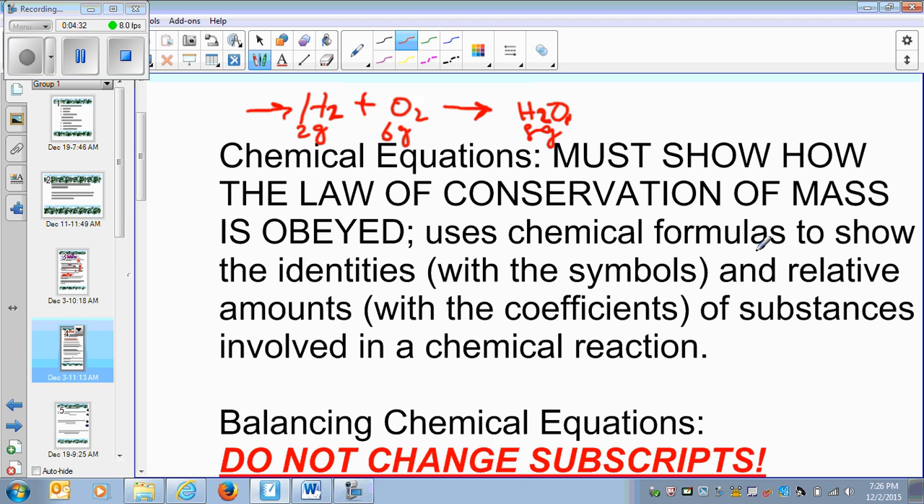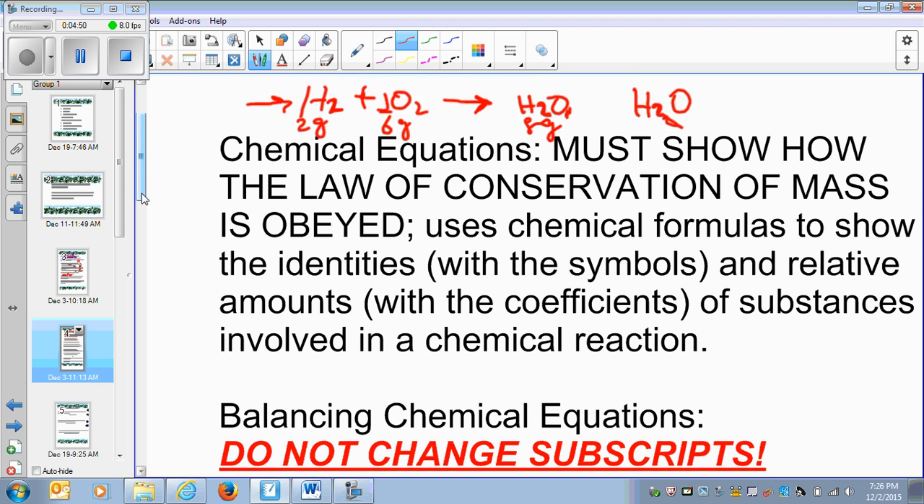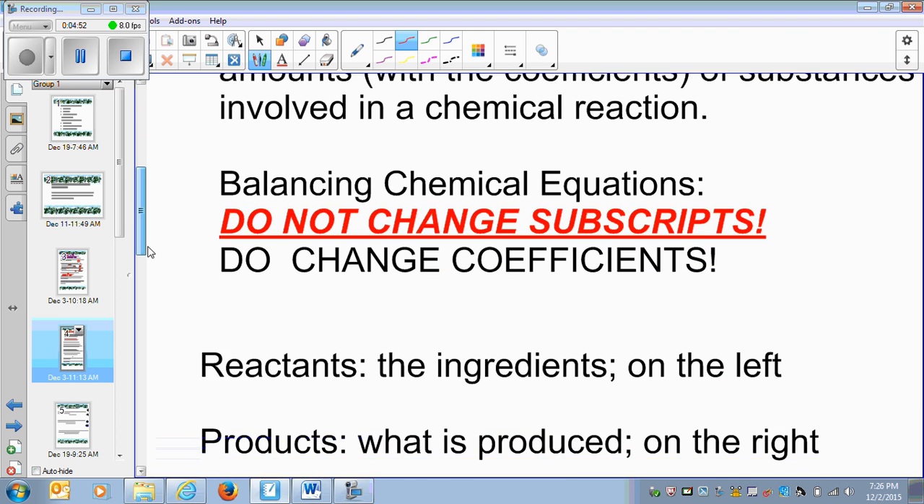We use chemical symbols to identify things, and in H2O, the number at the bottom is called the subscript, and the subscript represents the number of atoms. The number up in the front is called the coefficient. I'll discuss that in detail. So how can we balance the chemical equation?